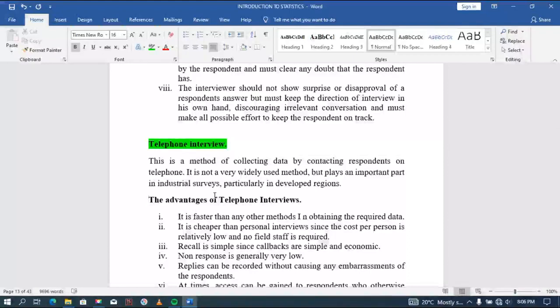So telephone interviews have got some advantages, let's look at a few of them. One is that it is faster than any other method in obtaining the required data. When you compare it with a personal interview, the time someone would spend traveling to the respondent is saved when someone uses this.